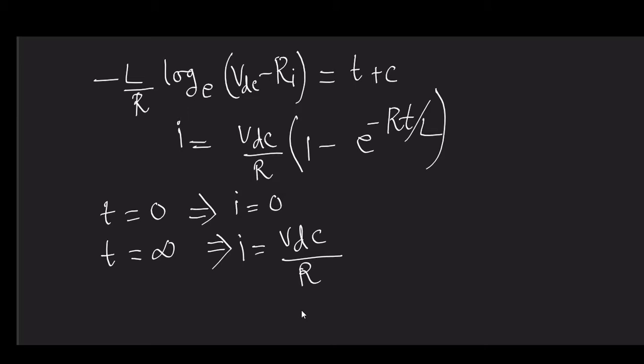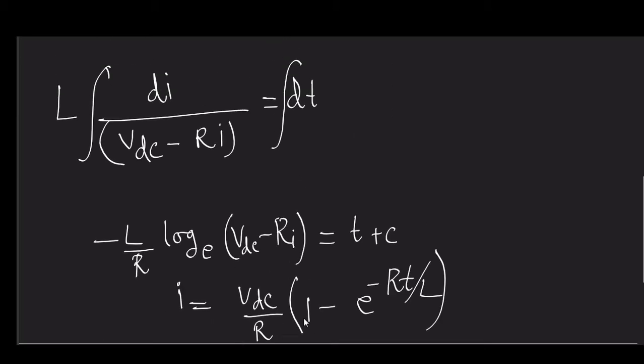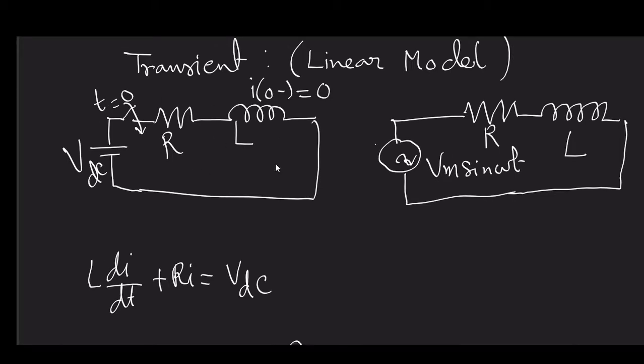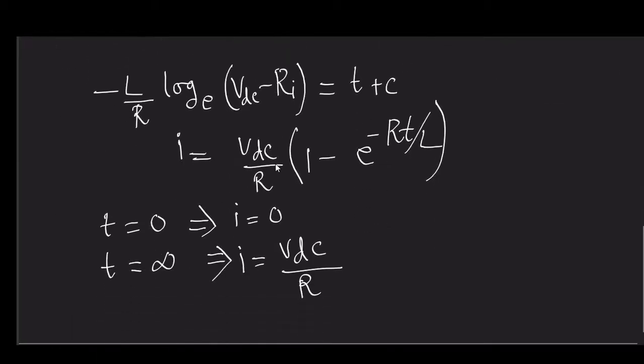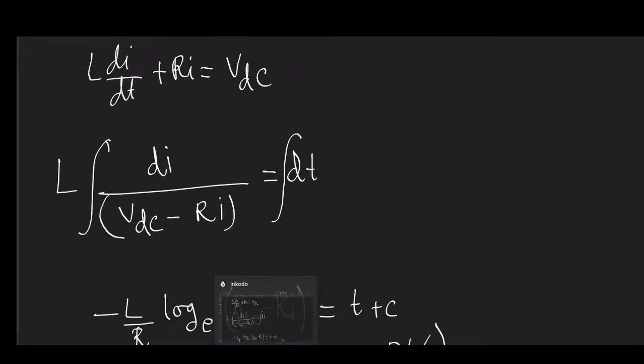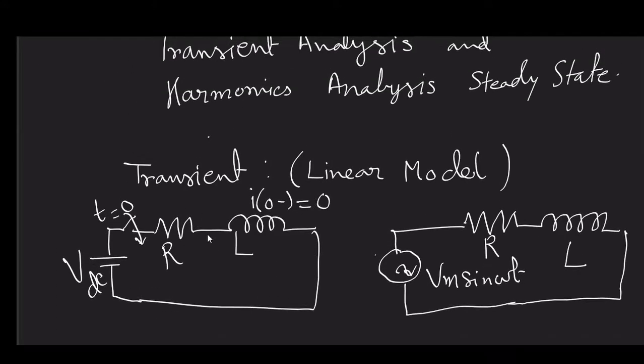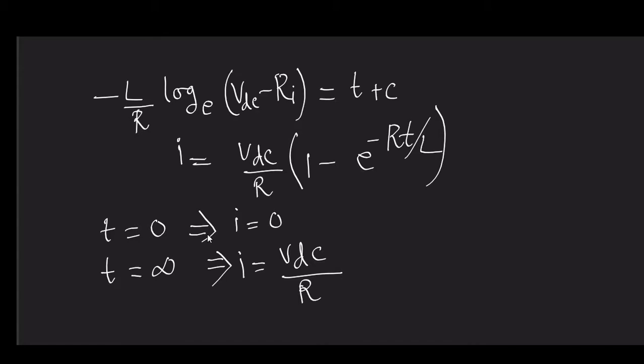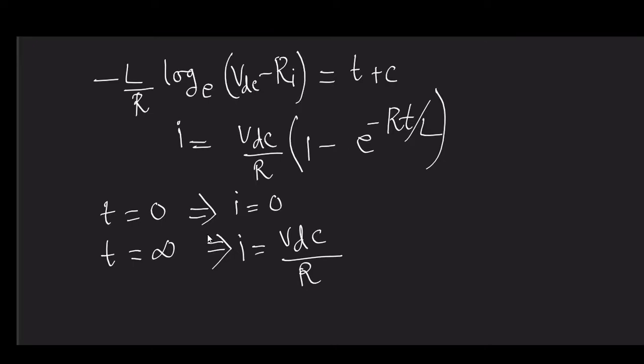What was our understanding? That if it is VDC by R, then during steady state condition, probably in your basic electrical engineering you have heard a thousand times that during steady state condition, the inductor behaves like a short circuit. So if an inductor behaves like a short circuit, then what would remain in your circuit would be the R, and the current flowing through the circuit will become i is equal to VDC by R.